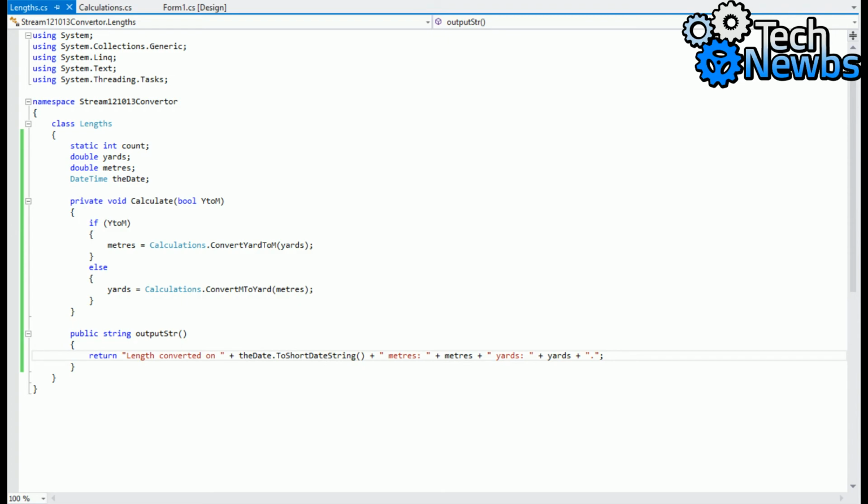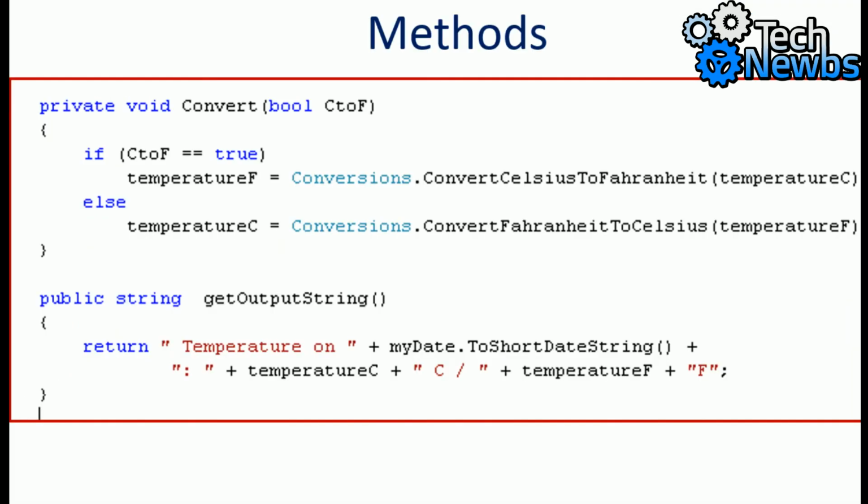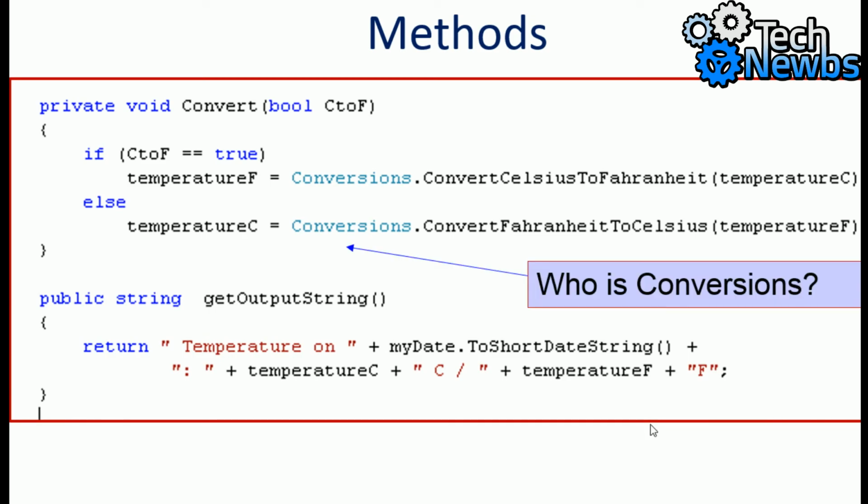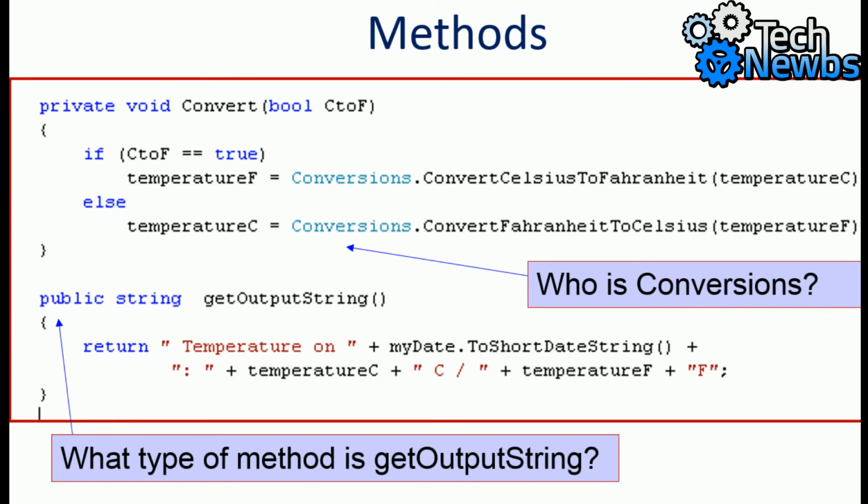Presentation now. So I've done this, same thing. Always conversions, the other class we just created. Type of method is get output string. It's a public. Do you know what they mean by type of methods? What type of method is the get private outputs? Property.